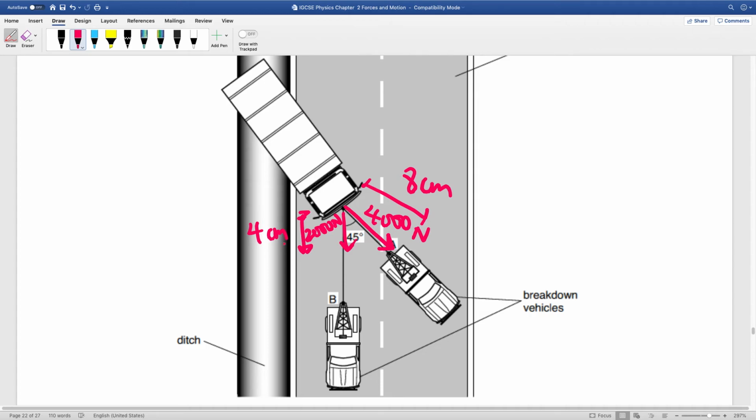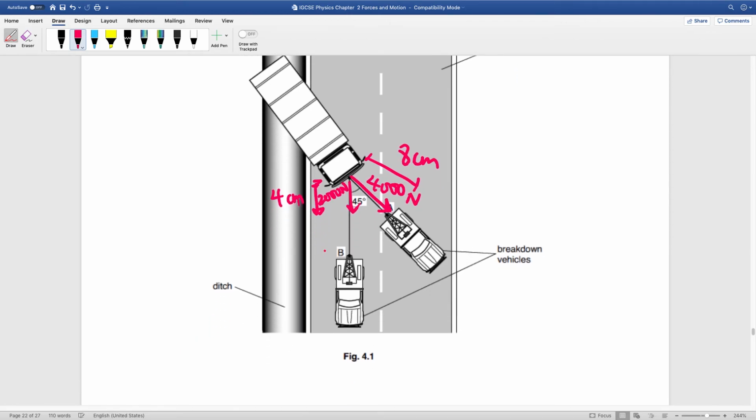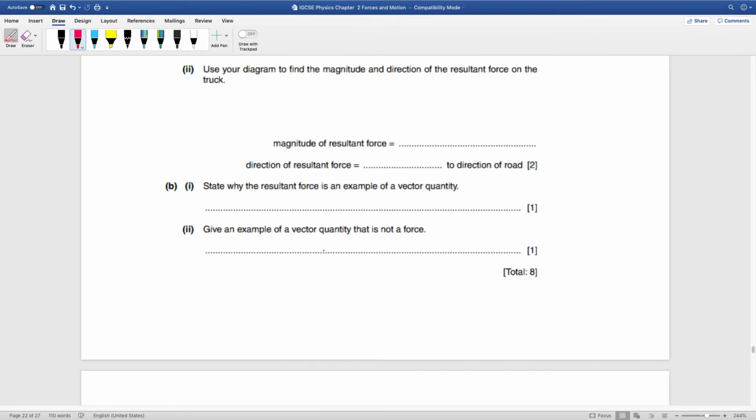I think that's the easiest. Just 3 lines. I'll give you 8 cm and 4 cm. Okay, no difficulty, I think.